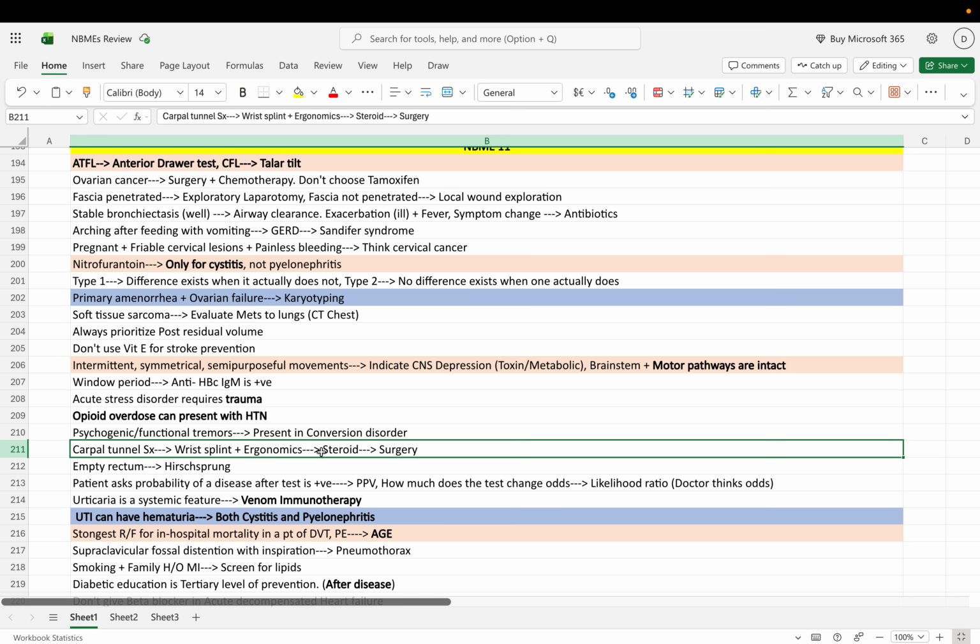This is a very important statement regarding carpal tunnel syndrome. Almost every NBME you get this topic. The treatment starts with a wrist splint plus ergonomics.